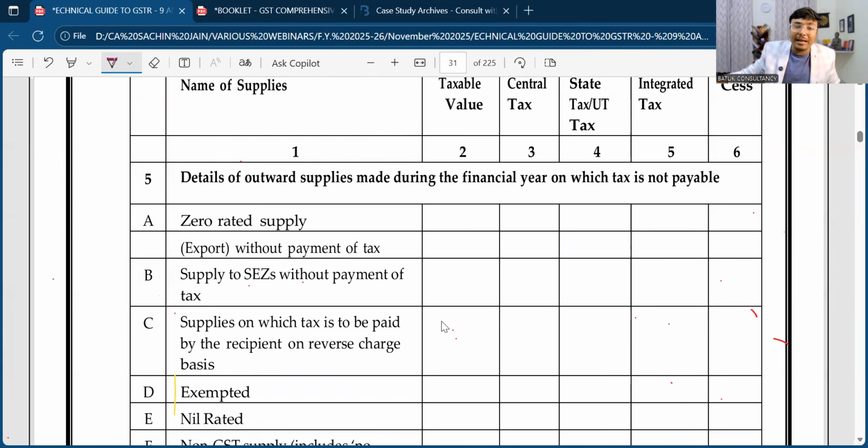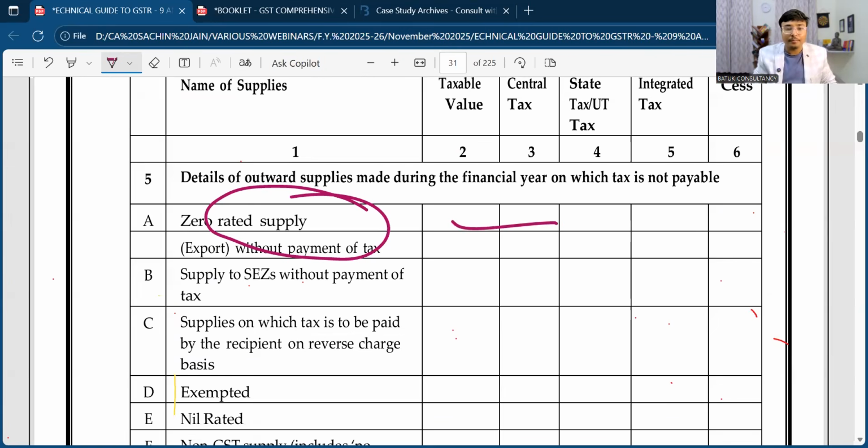That is zero rated supply, export without payment of tax. Sir, LUT, whatever we were discussing, recently we have received a question in the chat box about the LUT related sales. Whenever you are making the export on account of letter of undertaking and you are not paying the taxes, that is without payment of tax, that zero rated supply should be shown here.